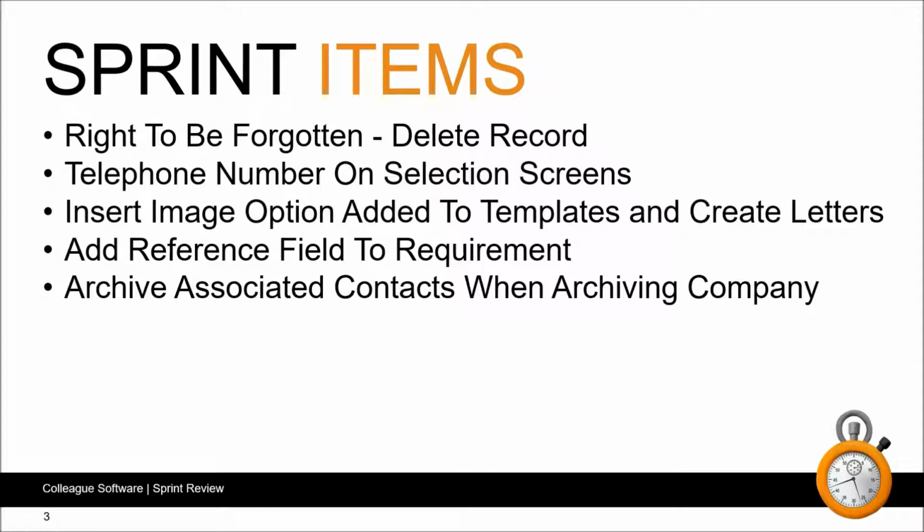As a carryover from the last sprint, the issue with the telephone number on selection screens has been resolved. This existed on the candidate, company and contact selection screens. The insert image option has been added to the template and create letter text editor windows. The reference field, which is used to store your own unique reference number relating to a requirement, has been added to the requirement basic tab. And when archiving a company, it will now automatically archive all associated contacts.